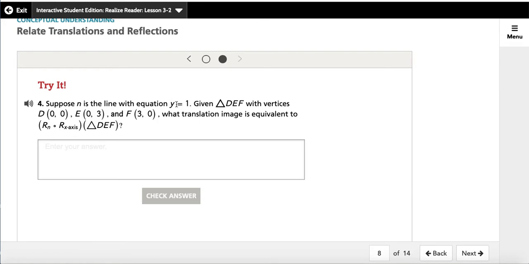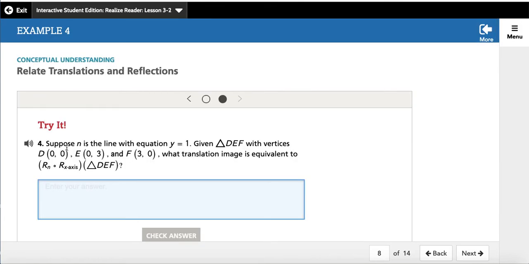N was the equation y equals 1. So if I double 1, I get 2. Now this is the x-axis, so it's really a translation. Since it's going over the x-axis, those are horizontal lines. That changes the y value. So the x value stays the same, and the y value is doubled.